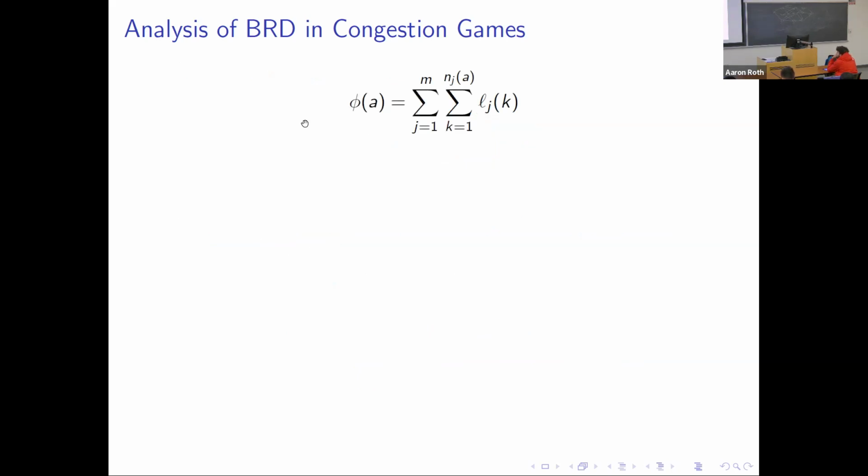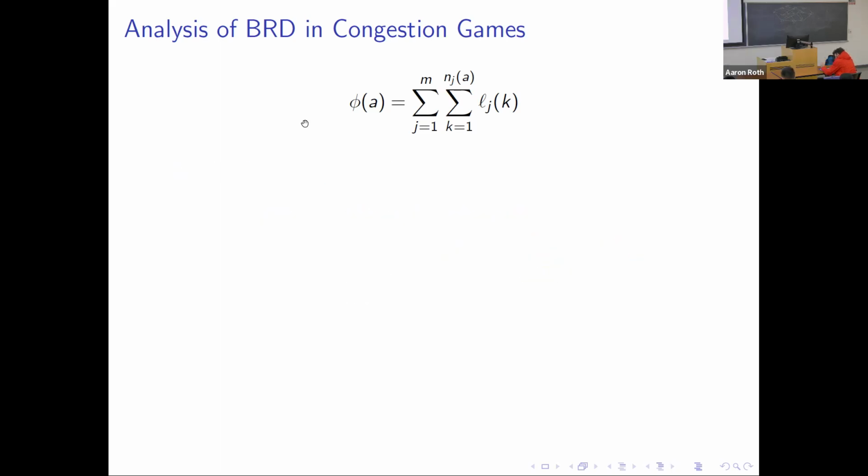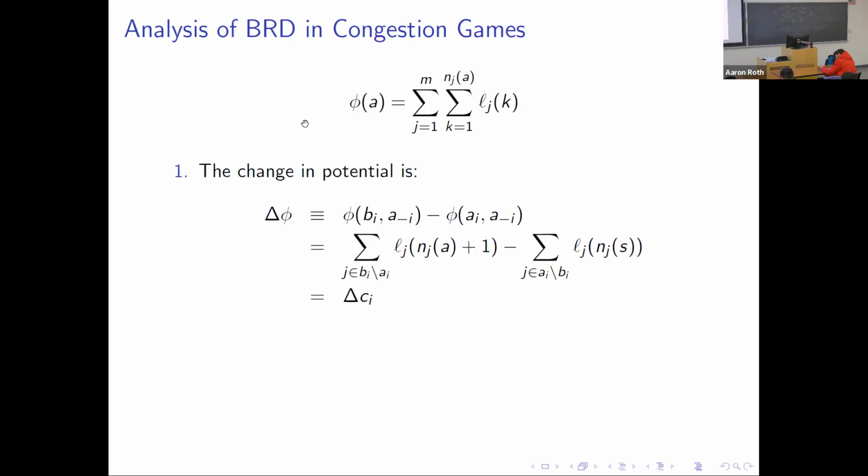So now let's think about what is the change in potential when a particular player changes their action from Ai to Bi. We can go through much the same exercise. Let's think about the potential function again. It is a sum over facilities, and on each facility, we're summing from k equals 1 to the number of players on that facility. So if we look at the potential after my change minus the potential before my change, I can think of this difference facility by facility.